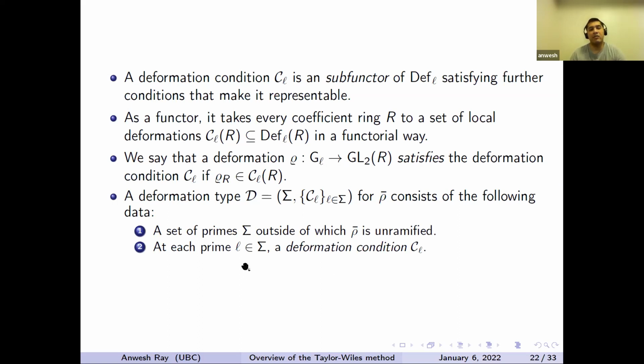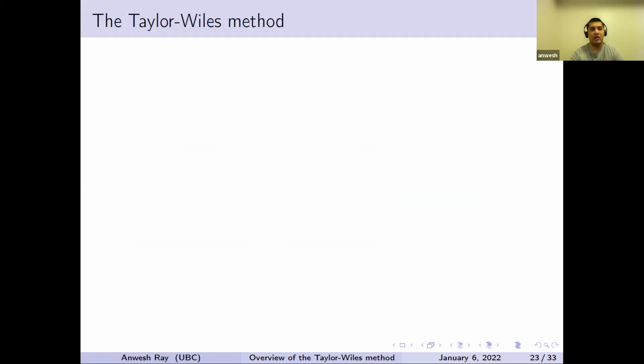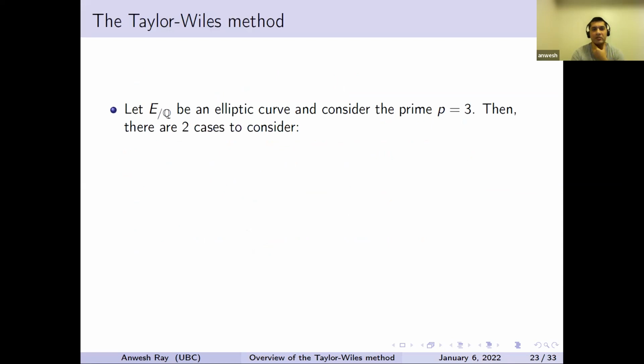So for example, if the representations we care about are ordinary at P, then we can impose an ordinary deformation condition. If they are flat at P, we can impose a flat deformation condition. And then there are other types of deformation conditions. These are all sub-functors of Def. I'm not going to specify exactly what the conditions are, but there are some conditions that should correspond to the Hecke algebras.